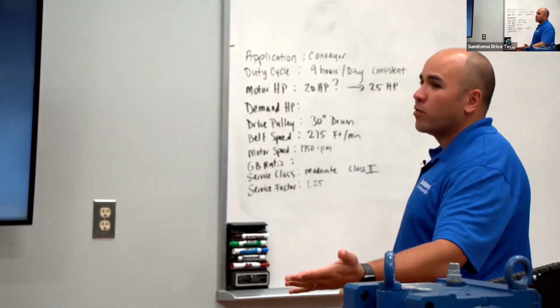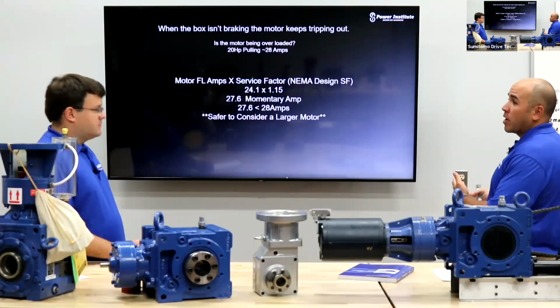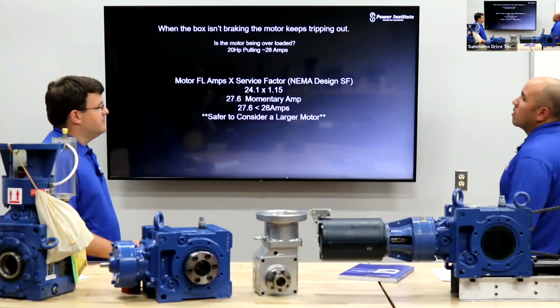So he's got a 20 horsepower motor now, and we're going to say, hey, we would recommend you go into a 25 because that keeps tripping out. Correct. Based on what we're seeing, you're pulling too much amp for the motor that you have.